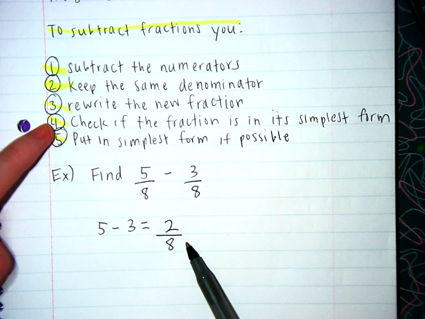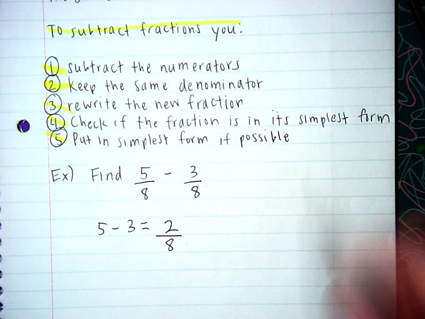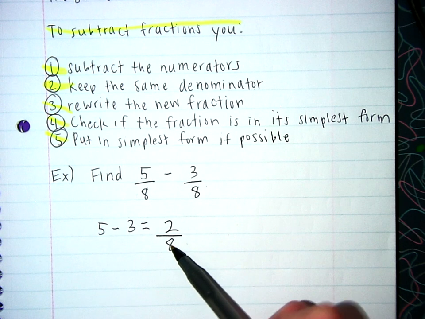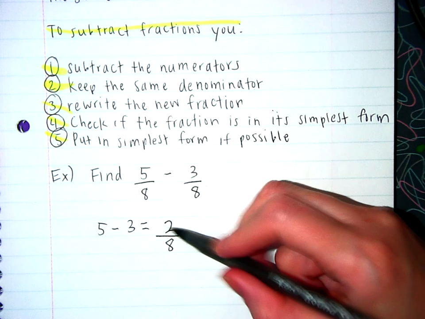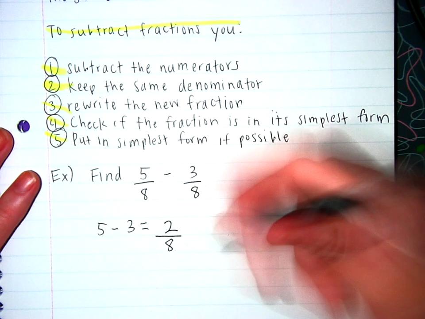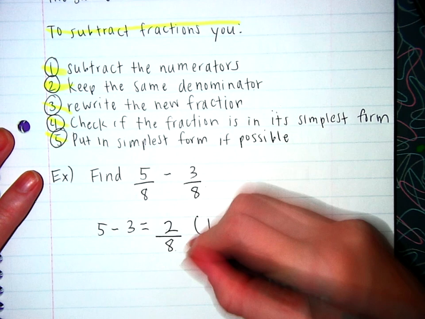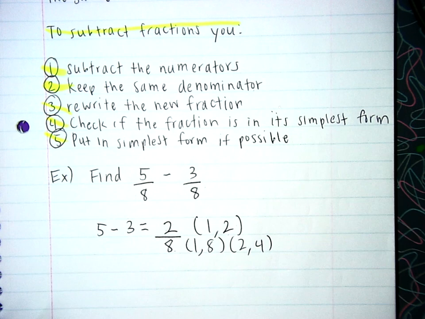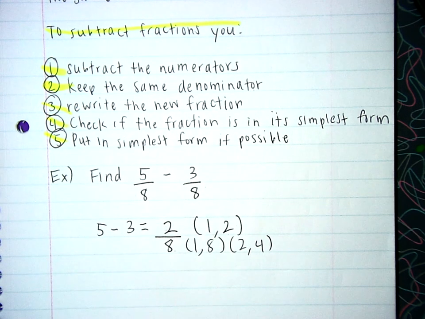Then I move on to step 4, where it says check if the fraction is in its simplest form. So in order to be in its simplest form, the only factor that the numerator and denominator can share is 1, just like we've been talking about this entire time. So this is where you list off all the factors of 2 and 8 to see if it is in its simplest form. So for 2, the only two factors are 1 and 2. Then let's go ahead and do 8. We have 1 and 8, and 2 and 4. So you can see here, they share another factor besides 1, so it's not in its simplest form.